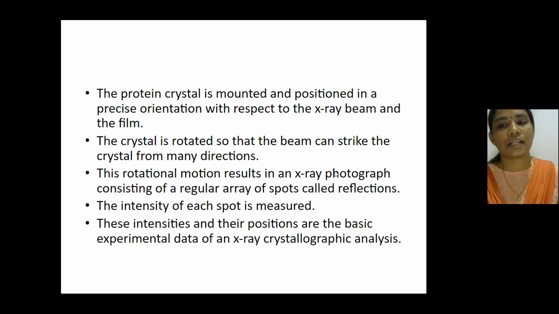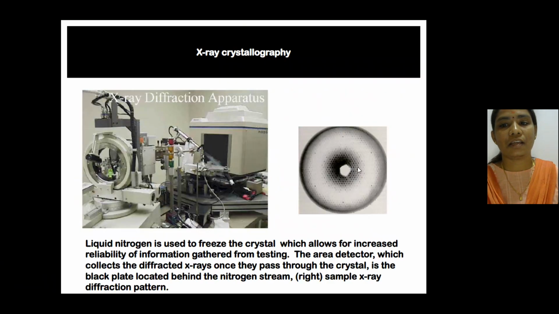The rotational motion results in an X-ray photograph consisting of a regular array of spots called reflections. The intensity of each spot is measured. These intensities and their positions are the basic experimental data of an X-ray crystallographic analysis. When you see this diffraction pattern, the center is a hole. The other patterns, the reflections, are the information that you collect from the X-ray crystallographic experiment in order to solve the protein structure.